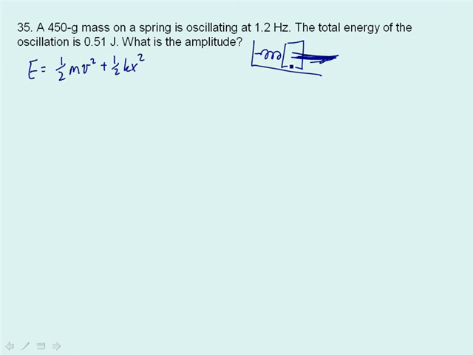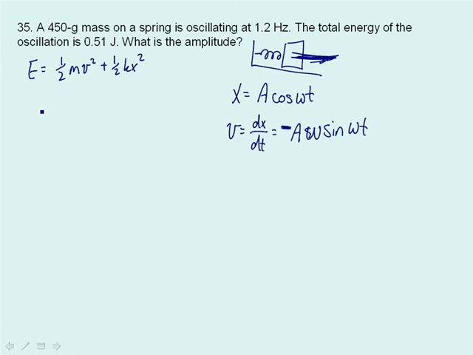Now, I want to know what is its amplitude. I'm going to make some substitutions here. I know that x is equal to a cosine of omega t. I also know that v, which is the derivative of x with respect to t, is a omega sine of omega t. Excuse me, it's the negative of this actually. So negative a omega sine omega t. So I can substitute these in for v and for x, and it works like this.